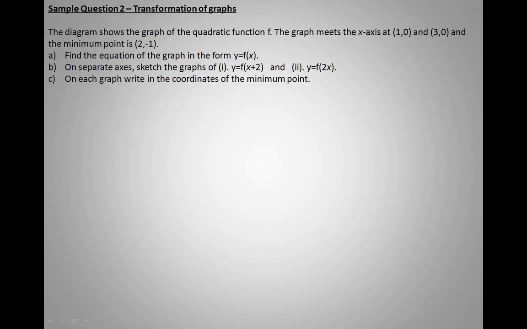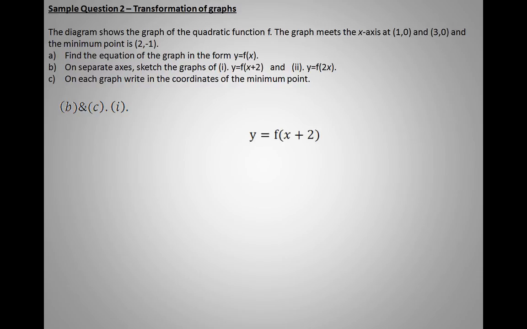Part B. On separate axes, sketch the graphs of y equals f of (x plus 2) and y equals f of 2x. For part C, we have to write the coordinates of the minimum point, so I'll answer B and C together for each graph.